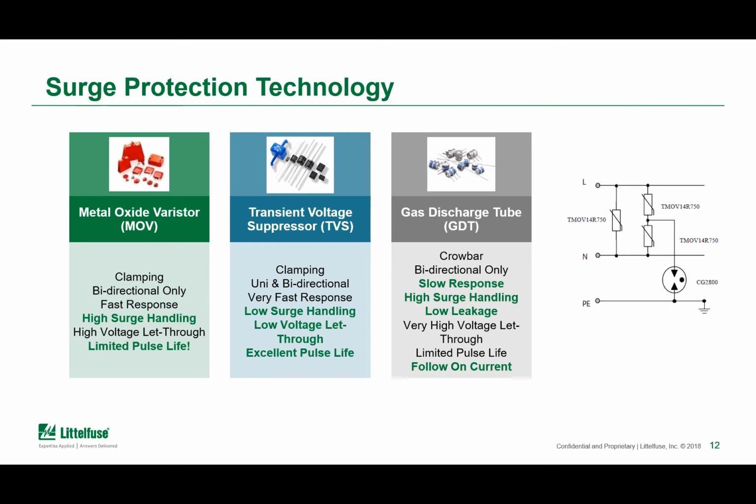And then under a transient event, the GDT will trigger and begin to conduct, as well as the MOV will begin to clamp. And then once the transient dissipates, there's enough resistance in the MOV that it will choke off the follow-on current, shutting off the GDT and allowing everything to go back to normal operation.